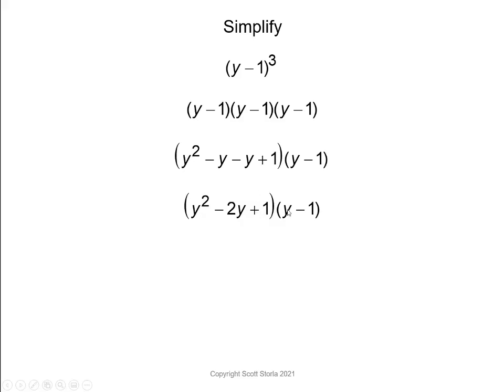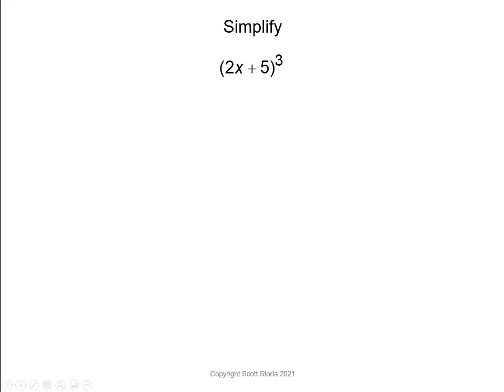Then I'll distribute and get y cubed minus y squared minus 2y squared plus 2y plus y minus 1. Collecting like terms simplifies to y cubed minus 3y squared plus 3y minus 1. Here's another. First we multiply three factors of the base.